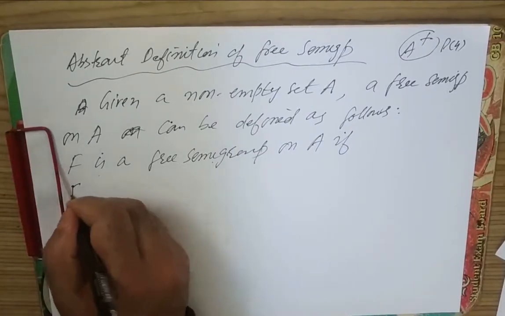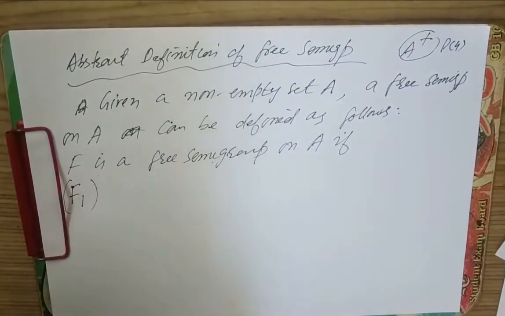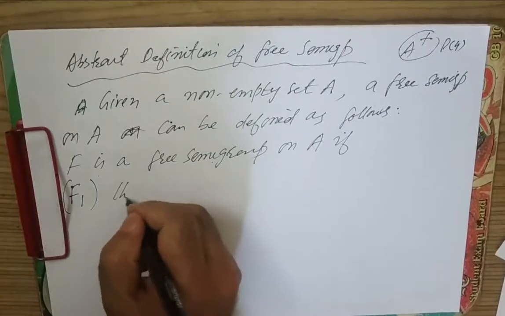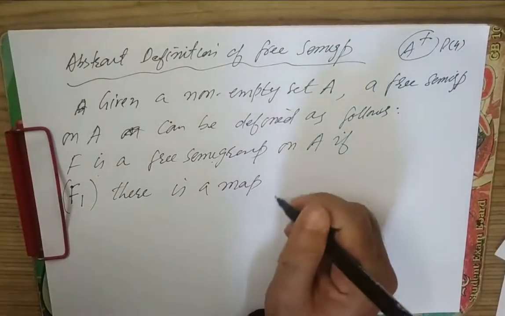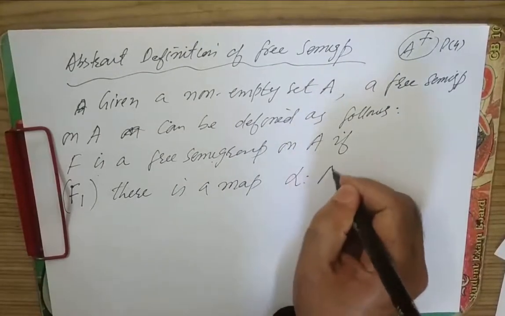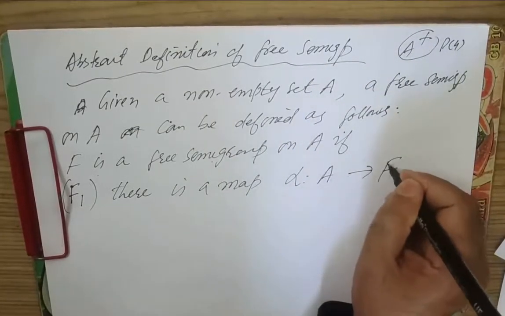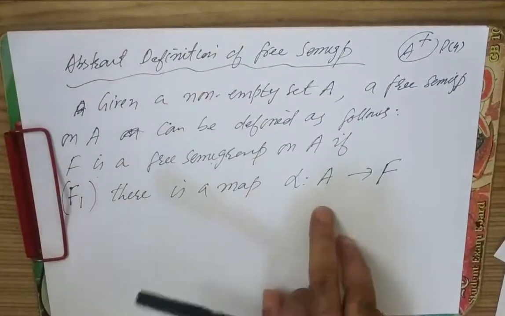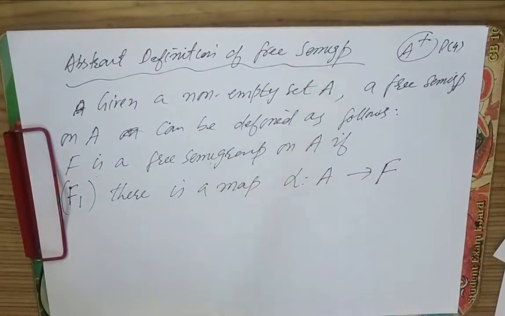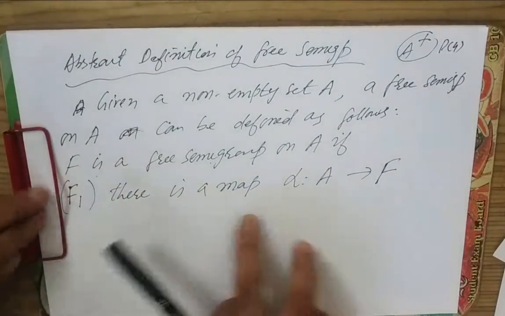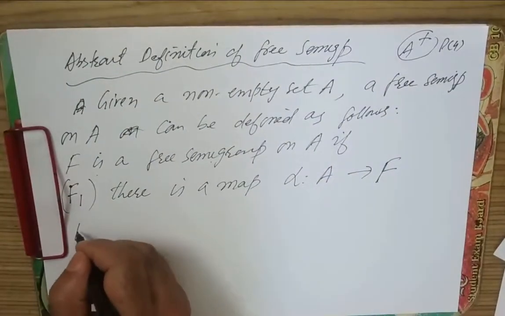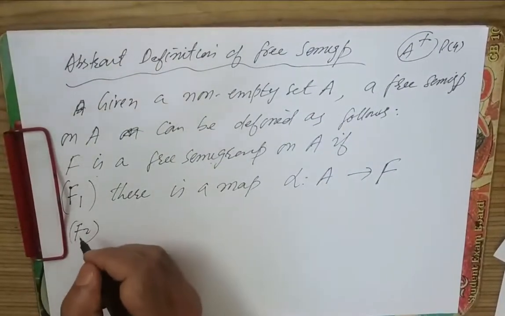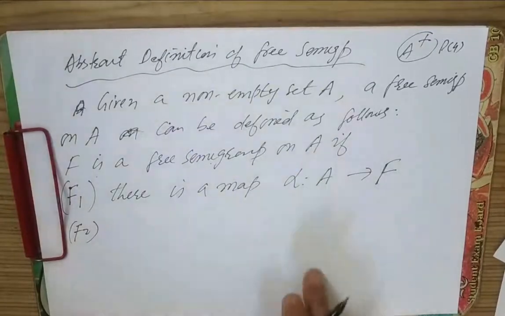Let me denote property 1 by F1. F1 is the first property of a free semigroup. There is a map alpha from A to F. Not a morphism, we cannot talk about a morphism here because A is not a semigroup. F is a semigroup, first of all. And there is a map alpha from A to F.